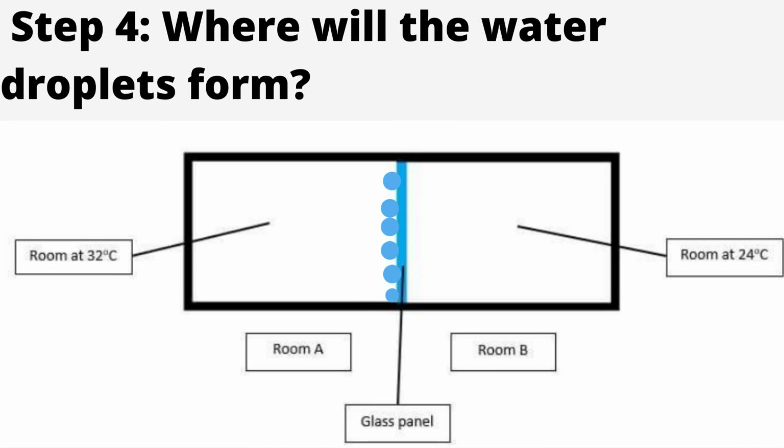Now, where will the water droplets be formed? When the warmer water vapor comes from room A and meets the cooler surface, which is the left side of the glass panel, condensation will happen. The water vapor will turn to water droplets, and the water droplets will form on the left side of the glass panel. As you can see from the diagram, the little blue dots are used to illustrate where the water droplets will be formed.